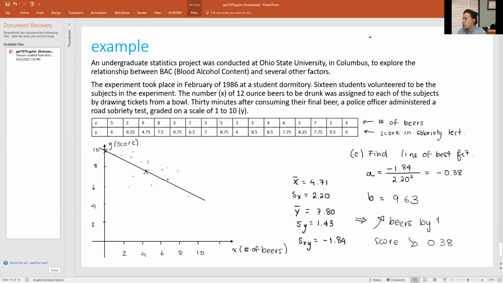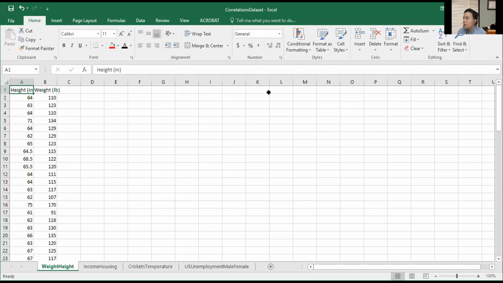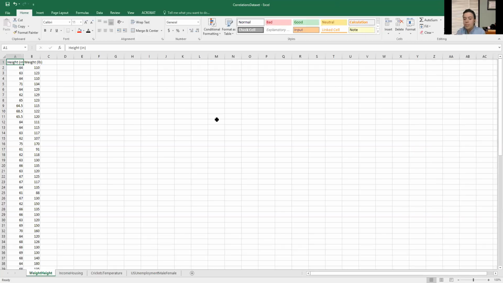All right, so I'm going to change screens now. What do we have? Correlations data set. Okay, so here I'm just going to show you how to use Excel in order to do the same thing that we've been doing today. But Excel is, of course, a lot more efficient at doing this.